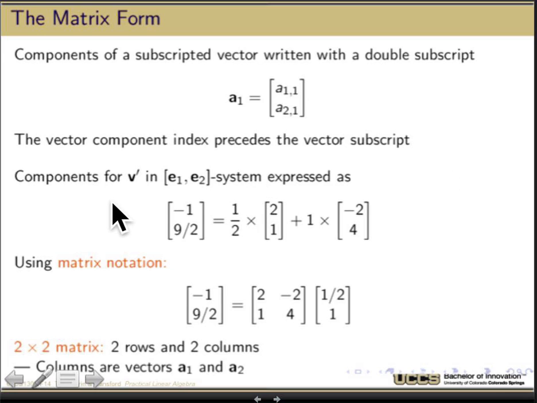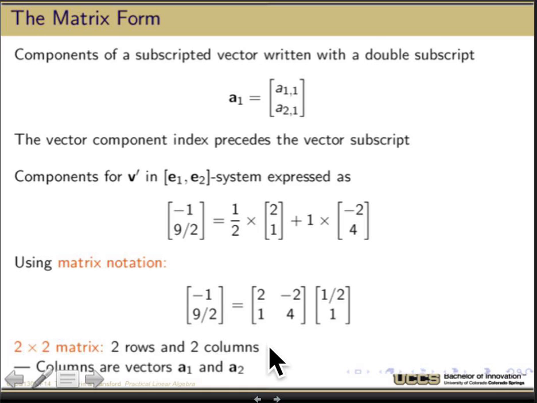So if we go back to the components for V1, I can start writing that as minus 1, 9/2 equals 1/2 times the vector 2, 1, plus 1 times the vector minus 2, 1, which we can write in what's called matrix notation as the vector minus 1, 9/2 equals the matrix 2, minus 2, 1, 4 times the vector 1/2, 1. In this case, this is a 2 by 2 matrix. It has 2 rows and 2 columns. And the columns are the vectors A1 and A2. And this column space will be something we'll use lots of times.